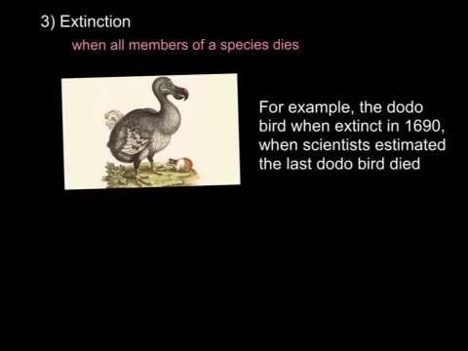Extinction, when all members of a species die. For example, the dodo bird went extinct in 1690 when the scientists estimated the last dodo bird died. The last one was seen in 1660.